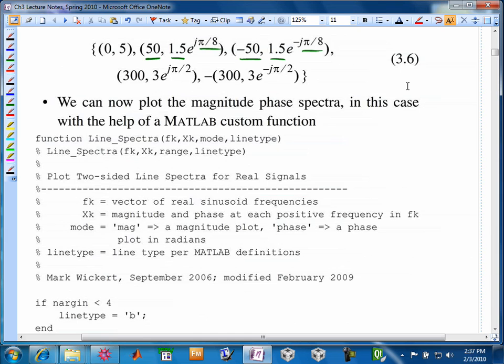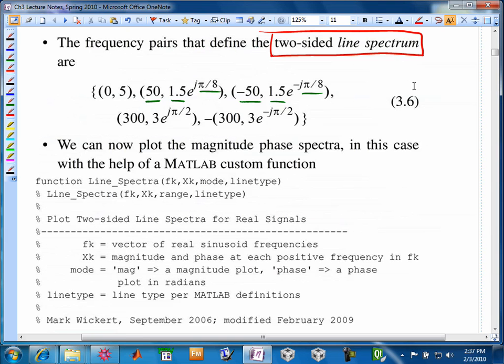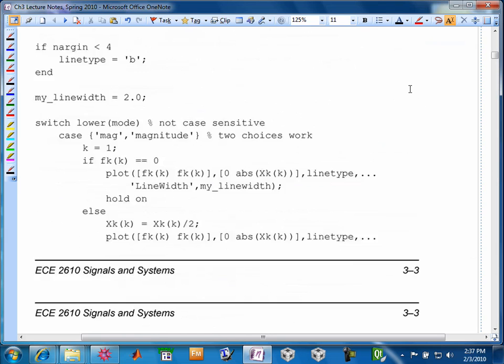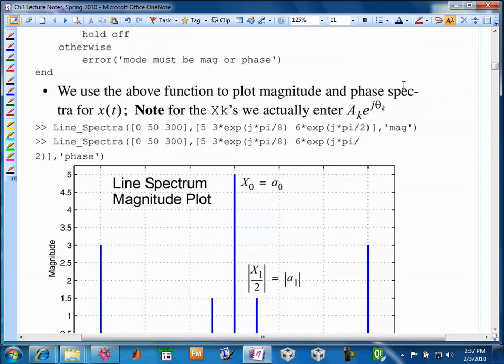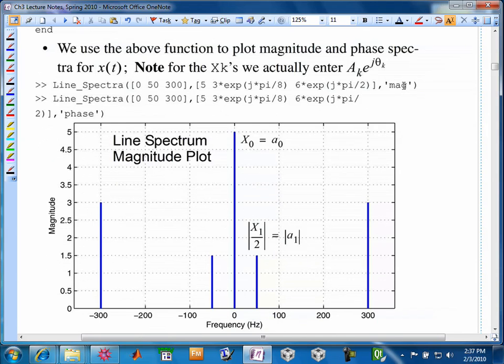Okay, here's a function that I wrote that can take the data from equation 3.6 and just make nice pictures in MATLAB. I'll let you study the code itself to see how I wrote it, and you can maybe learn something. But here I just enter in the data that we just went through. So I have one vector that takes in all the frequencies, the 0, 50, and 300 hertz. And then I have to enter in the magnitudes and phases of each of the components.